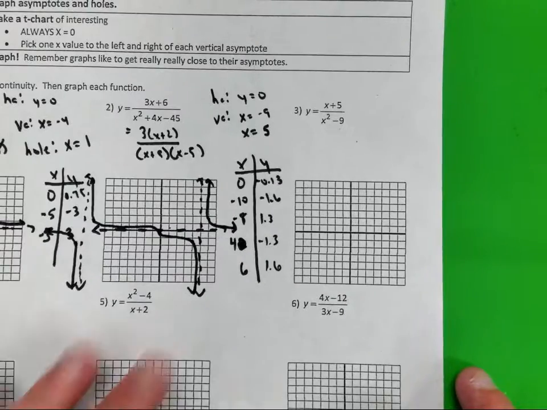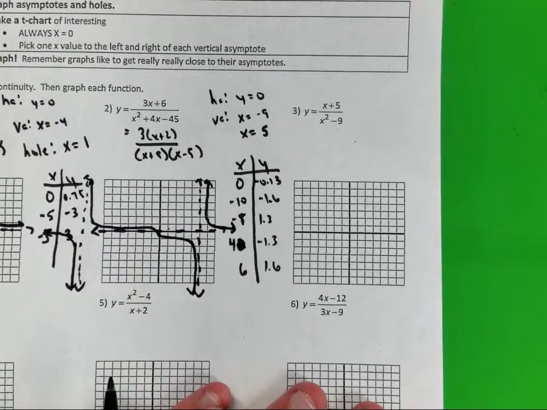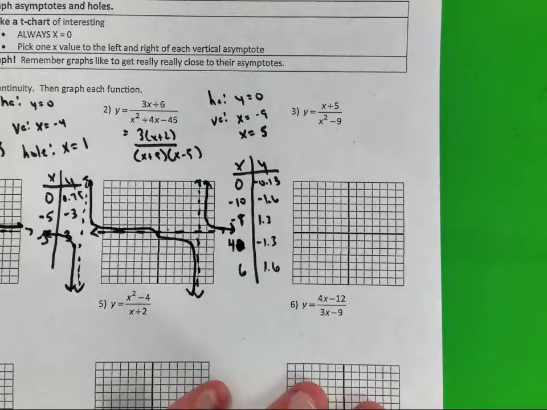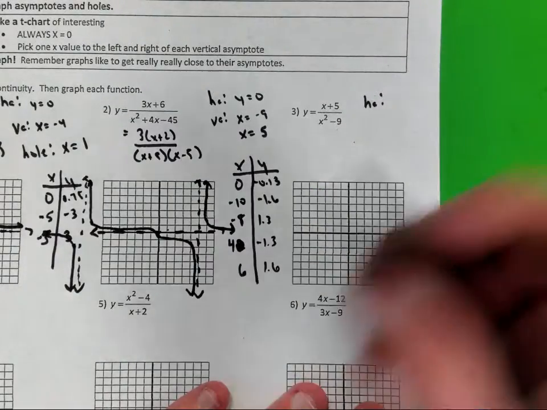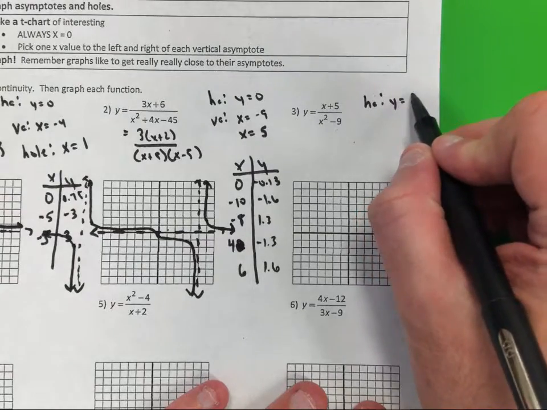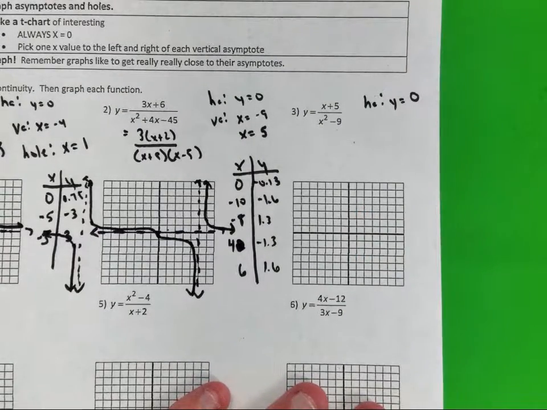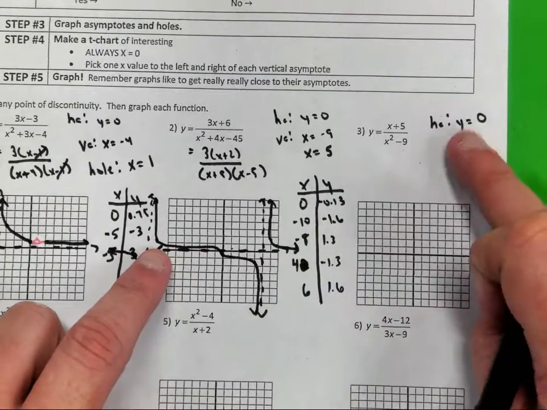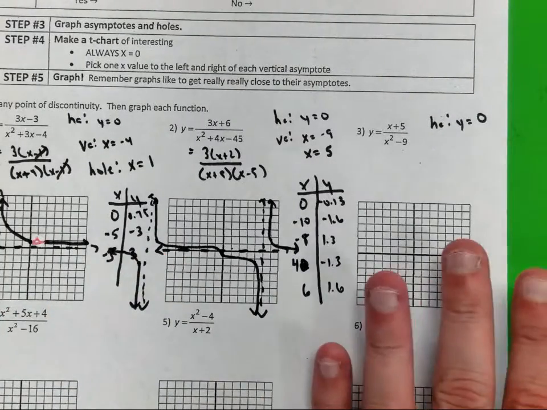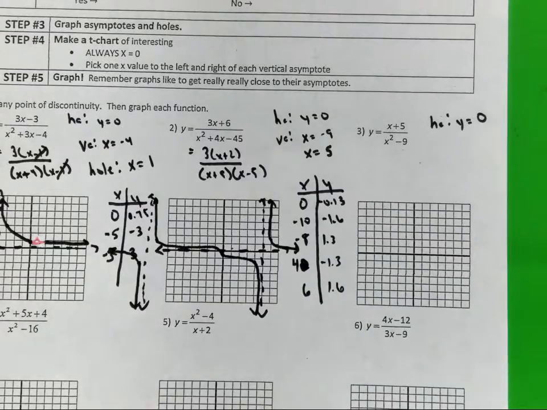All right, number 3. What's our first thing we do? We find our what? Horizontal. The degree is higher in the what? So your horizontal asymptote is y equals what? 0. If you just put 0, I'm counting that wrong, because this is the equation of the line. The horizontal asymptote is the equation of the line. Y equals 0. That means there's an imaginary line going through that, okay?